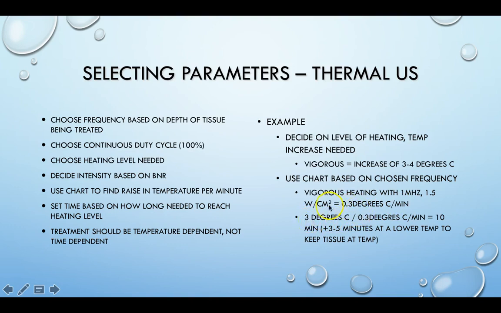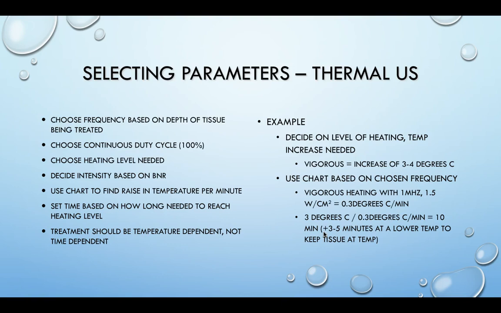So if we need to get to a 3 degree Celsius increase, and we're using 0.3 degrees Celsius per minute, based on solving for X, in this case, we're trying to figure out our treatment time, we end up with 10 minutes. So it's going to take us 10 minutes to get to a 3 degree temperature increase. So 3 divided by 0.3 gets us 10 minutes.